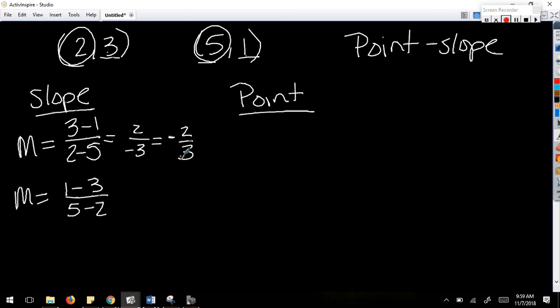If I do it the other way, that's right. And as long as the top or the bottom is negative, it just makes my fraction negative. So you get the same thing. Okay? You're doing it right. You're good. Just make sure whatever you start with in the top, you do in the bottom. All right, we good on slope?